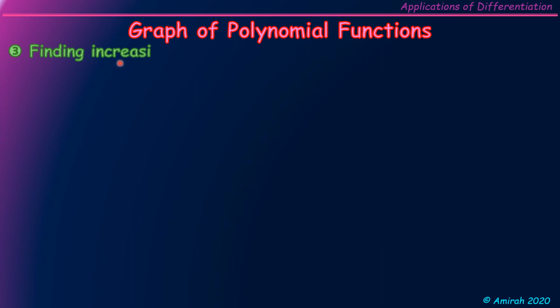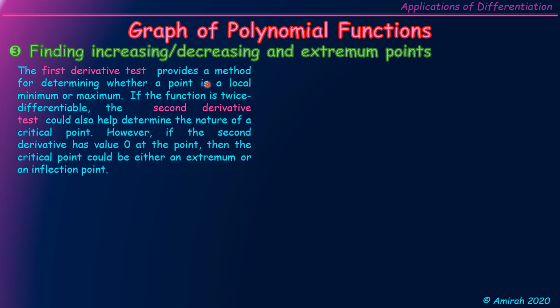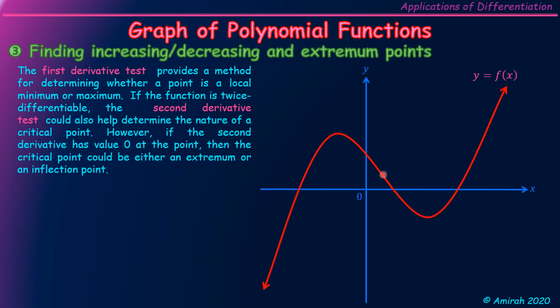Alright, number 3, finding increasing or decreasing and extremum points. The first derivative test provides a method for determining whether a point is a local minimum or maximum. If the function is twice differentiable, the second derivative test could also help determine the nature of a critical point. However, if the second derivative has value 0 at the point, then the critical point could be either an extremum or an inflection point.